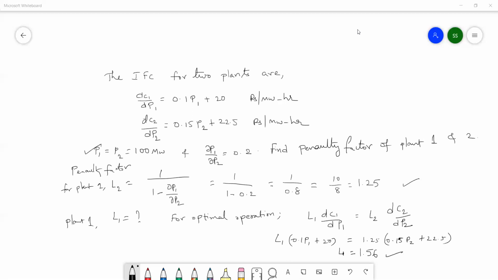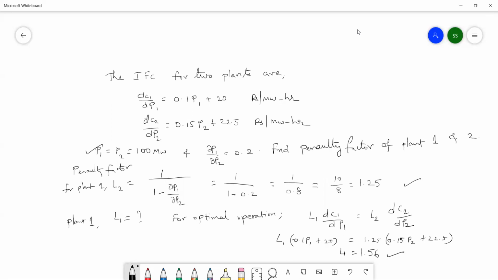Right, we will move on to the next problem. So shall I clear this white screen? Yeah, okay, fine. 1.56 is the final answer for the penalty factor of plant 1. Right. Note down the second problem.